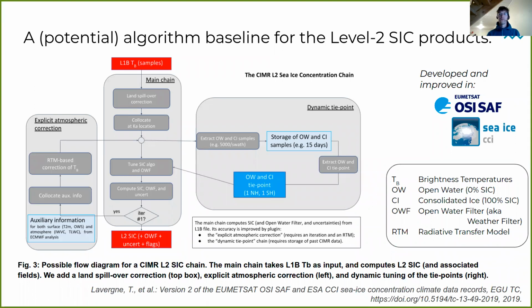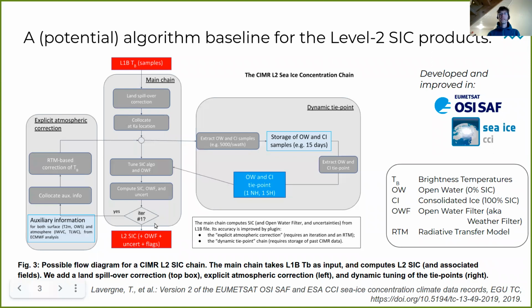This is a schematic of the processing chain that we have been developing over the years for processing passive microwave sea ice concentration. It's been developed in the context of the EUMETSAT OSI SAF and the ESA CCI climate change initiative. Now, in both projects, the aim is really to do long-term stable climate data records of sea ice concentration. The chain has 3 modules. The main module takes the level 1B brightness temperatures as input, does some pre-processing and corrections, and then computes ice concentration, the open water filter, and the uncertainties.